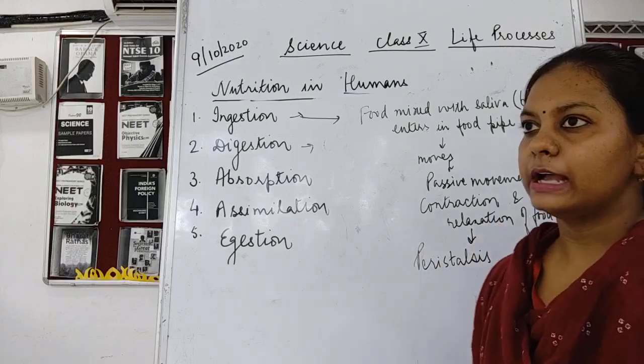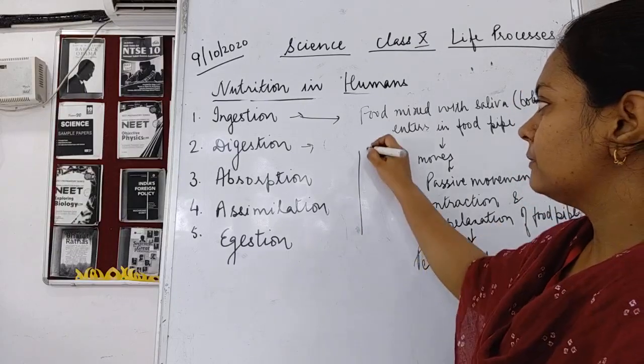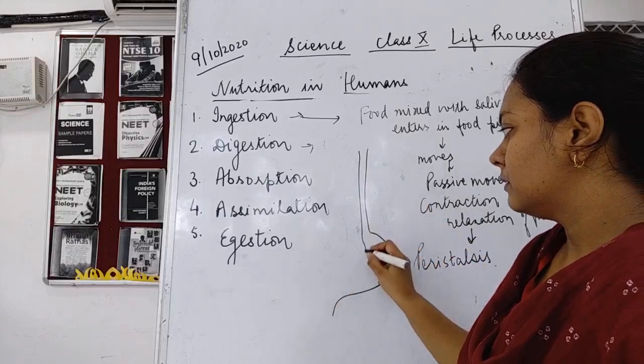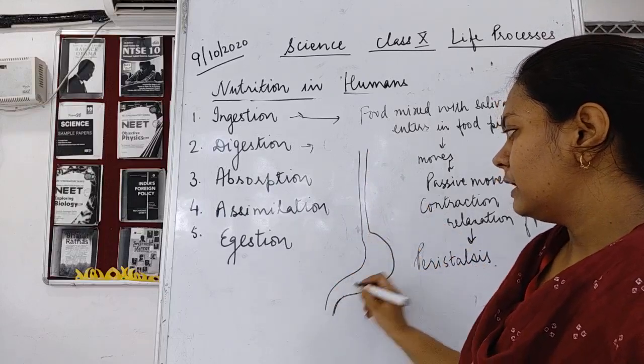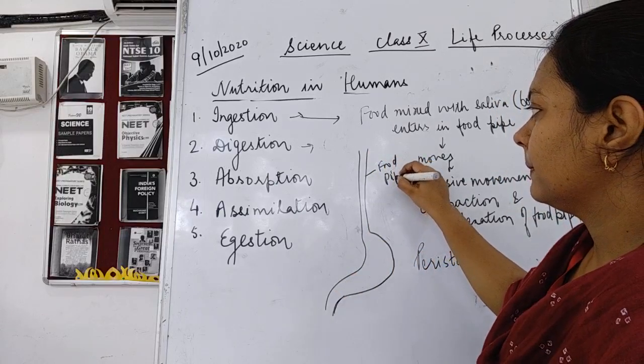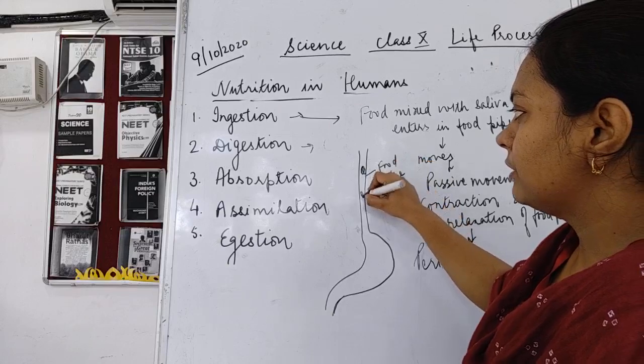So this is known as the peristalsis. As the food is moving in this food pipe, what happens once the food is moving here? How is it happening actually?